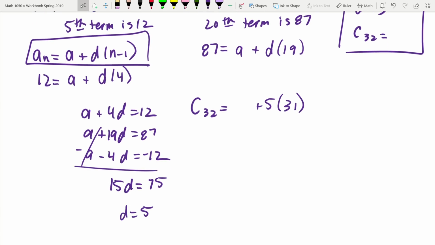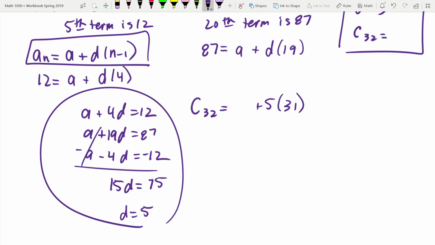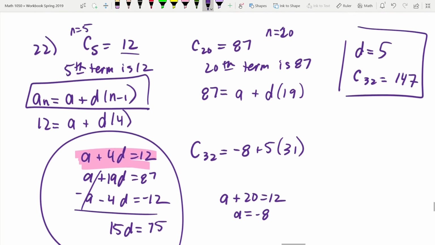How do I find my first term? Well, if I had finished solving that system, I would have been able to find A, which is my first term. So I know that D is 5, so I'm going to come right there, and I'm going to put a 5 in for D. So I have A plus 4 times 5 is 20 is equal to 12. Move your 20 over. A equals negative 8. There it is. So it's negative 8 plus 5, parenthesis, 31, close it off, and you get 147. Okay? And that is it.